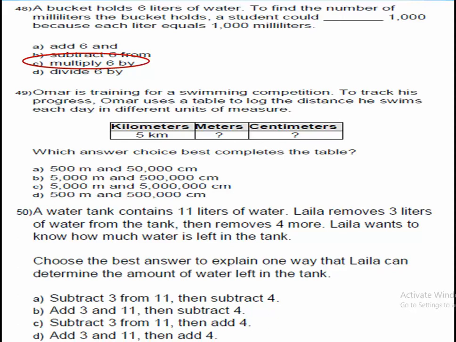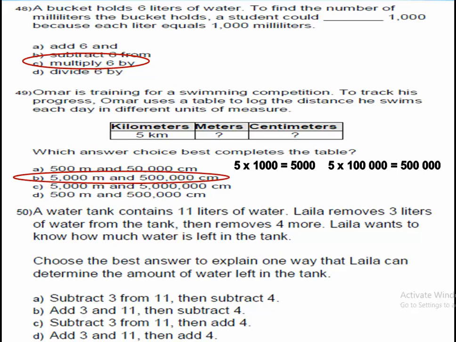Omar is training for a swimming competition. To track his progress, Omar uses a table to log the distance he swims each day in different units of measure. 5 kilometers, okay, 5 times 1000, it will be 5000 meters. 5 times 100,000, it will be 500,000 centimeters. We know that to convert from kilometer to meter, multiply by 1000. To convert from kilometer to centimeter, multiply by 100,000.